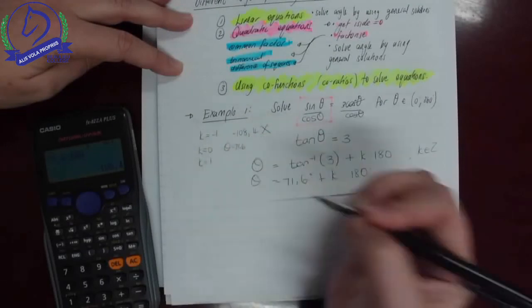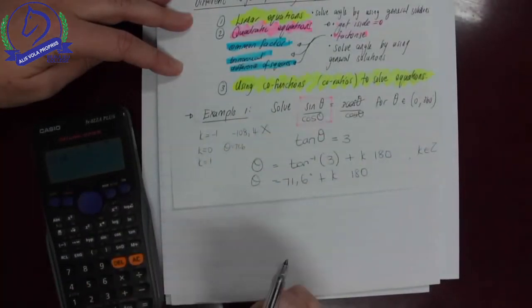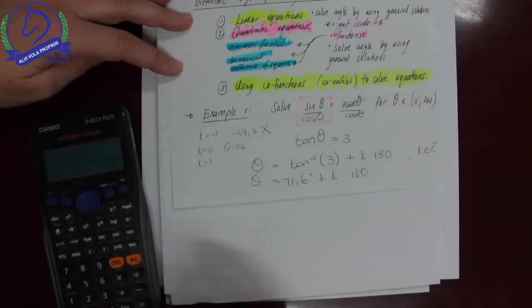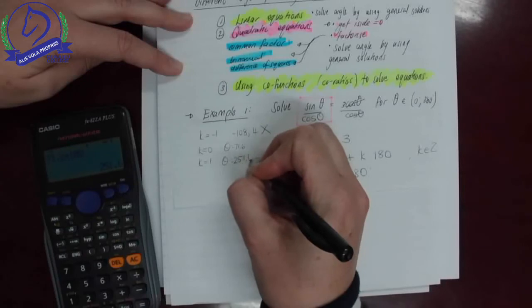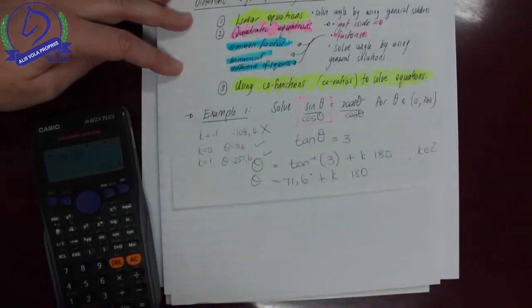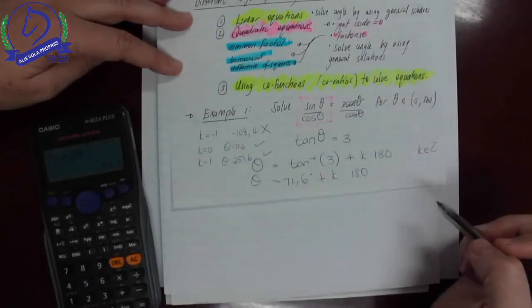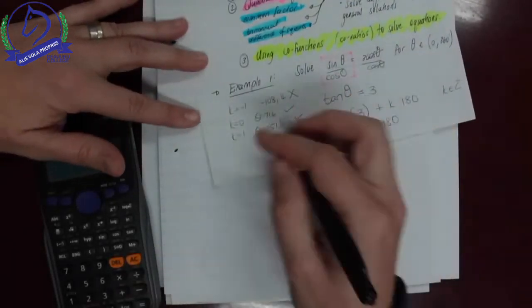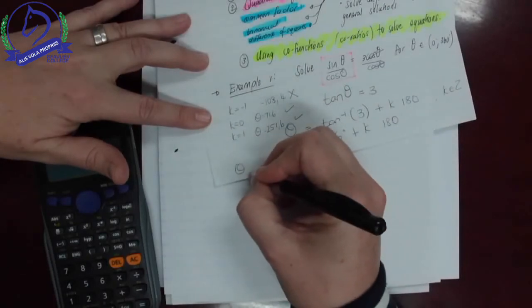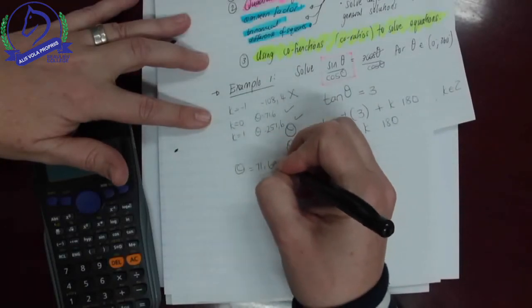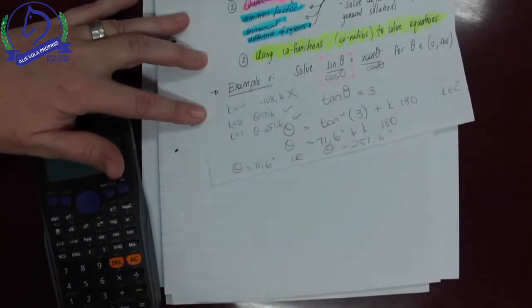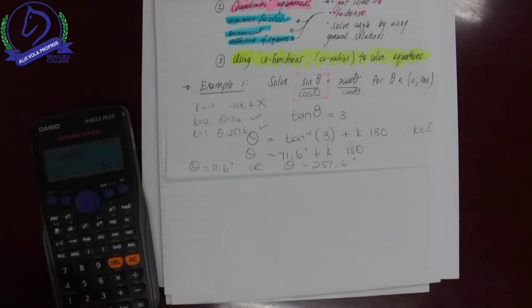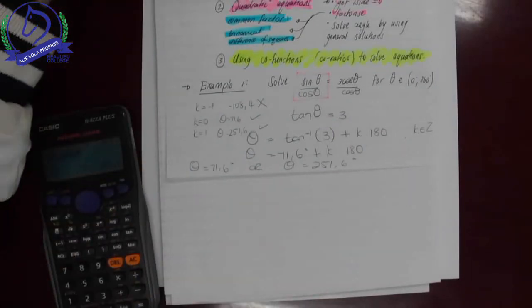So I'm going to go to k as 1. So if I have 71.6 plus 180, I get theta is 251.6. So those two are cool. They are in my range. The moment I make k 2, I'm going to be outside. So theta is equal to 71.6, or theta is 251.6 degrees. That is an example of a linear equation.